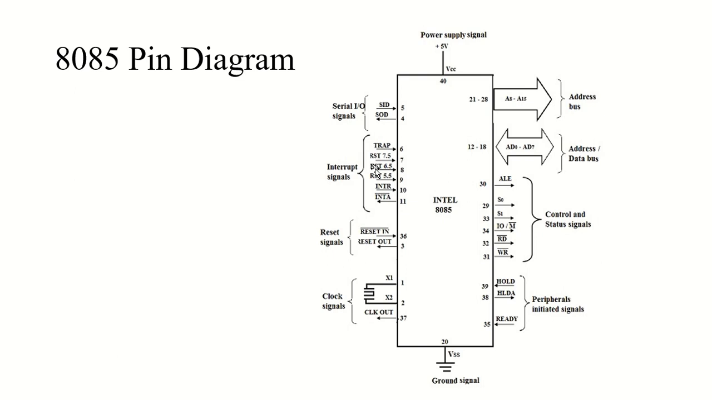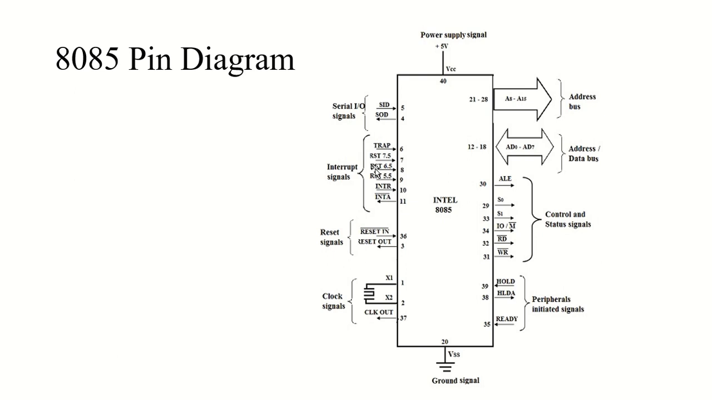Then we have INTA, which is used to indicate whether the microprocessor has received an INTR interrupt or not. So it is used for indication purposes only. Then the third group we have is the DMA request signals, or you can also call them the peripheral initiated signals: HOLD and HLDA, and sometimes you put READY in it as well. We've discussed these signals earlier as well.